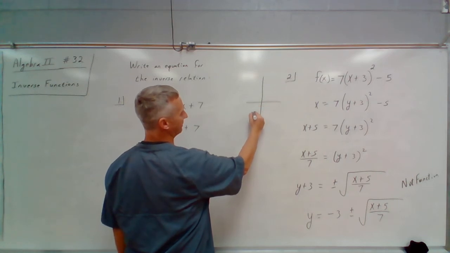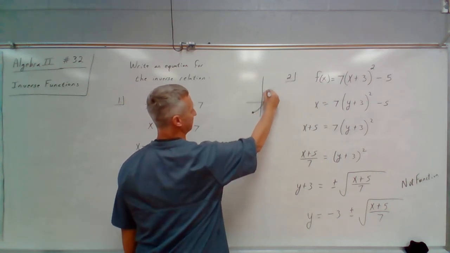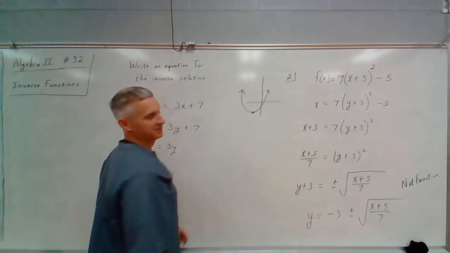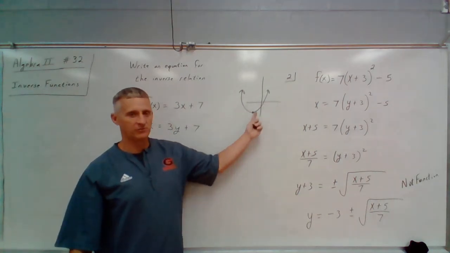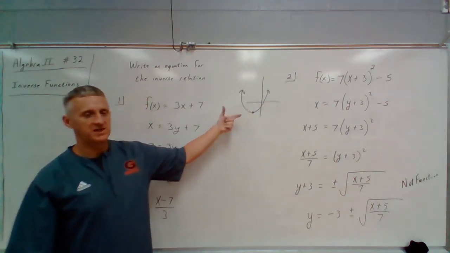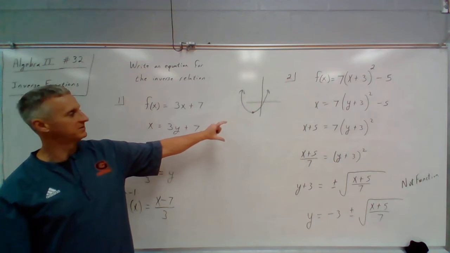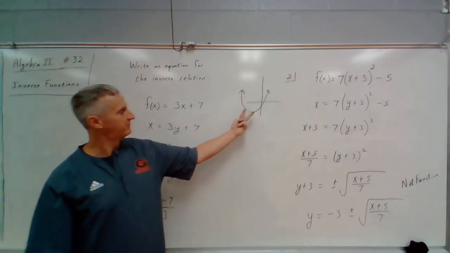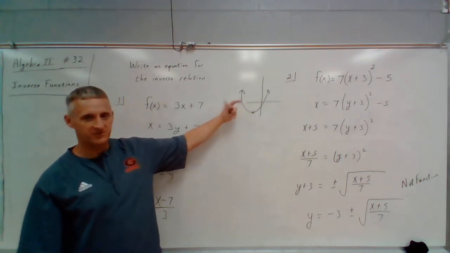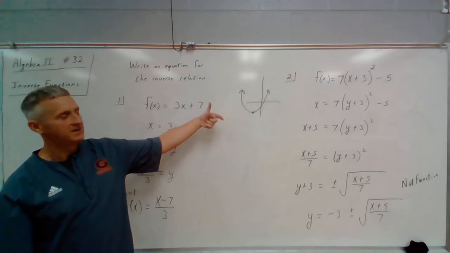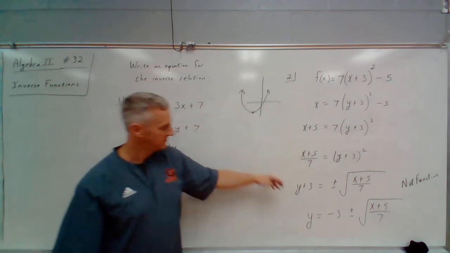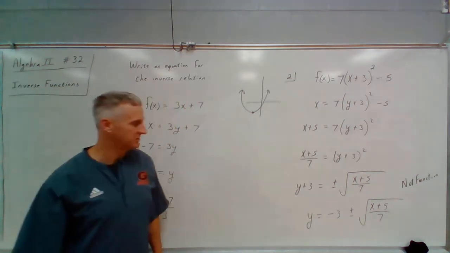Negative 3, negative 5 right here. And it opened up, so it was a parabola that looked like that. Notice it's not one-to-one, so when you do the inverse of that, you get something that's not a function. This fails the horizontal line test, so when you reflect it across the line y equals x, it'll fail the vertical line test. So the inverse is not a function.